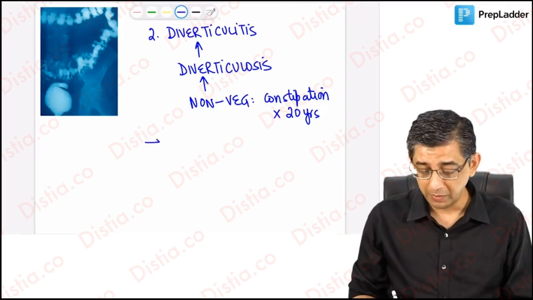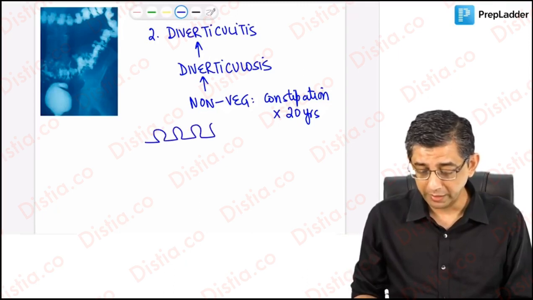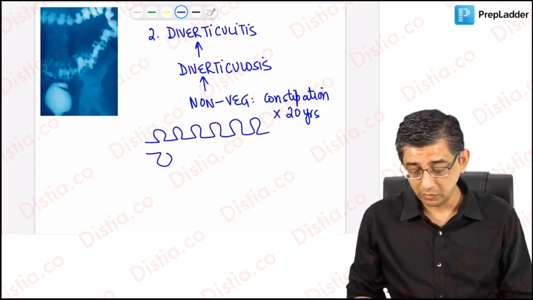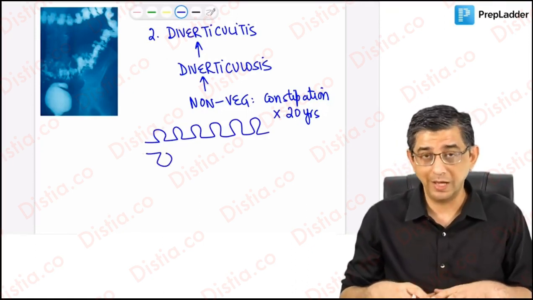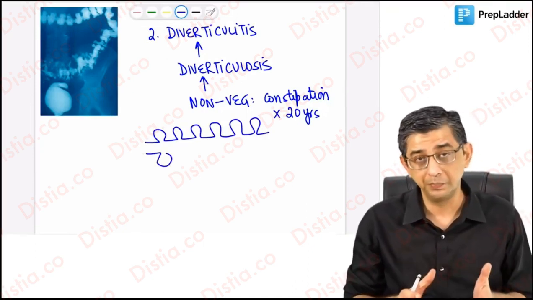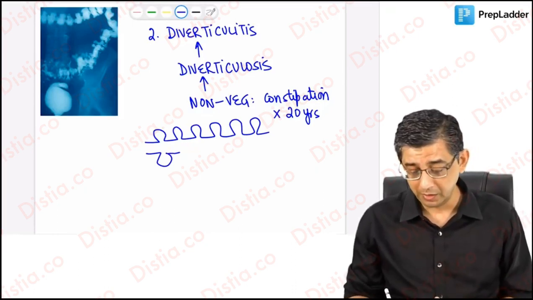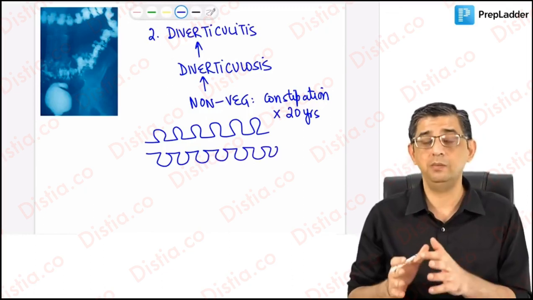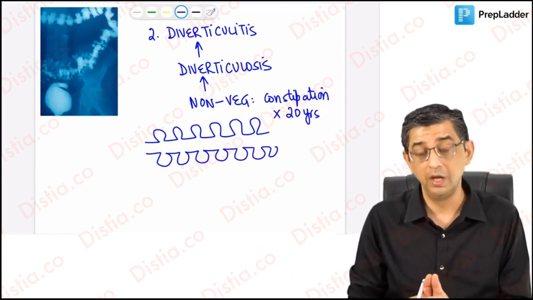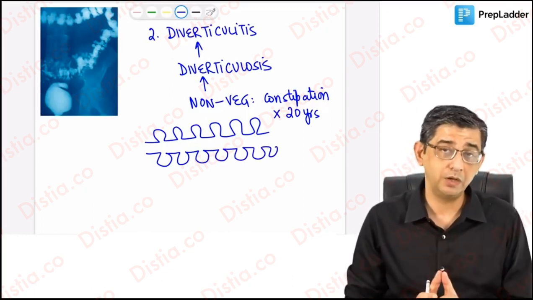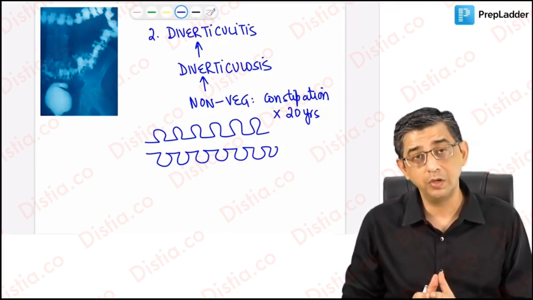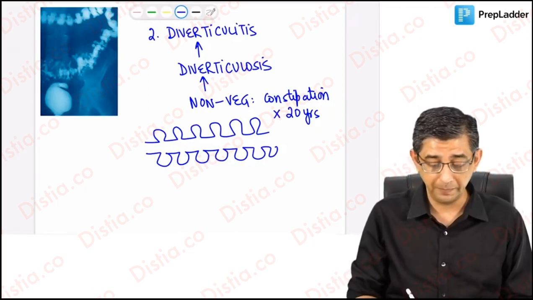How? Please remember that diverticulosis and diverticulitis are commonly seen in the sigmoid colon, the narrowest part of the colon. You are aware that the most dilatable part of the colon is the cecum. Similarly, the narrowest part of the colon is the sigmoid colon. So the sigmoid colon takes the maximum impact in constipation. I repeat that again. The widest and most dilatable part of the colon happens to be the cecum, and the narrowest part of the colon happens to be the sigmoid colon. So here the sigmoid colon is taking the hit.